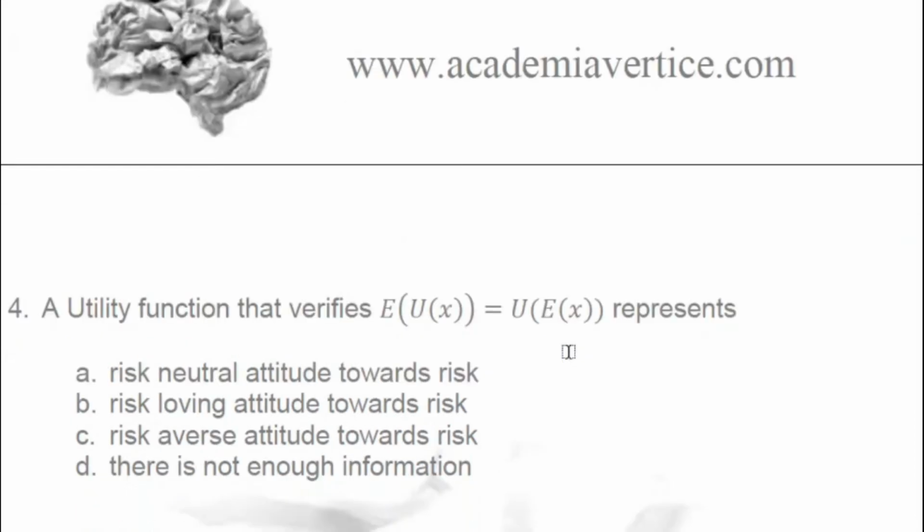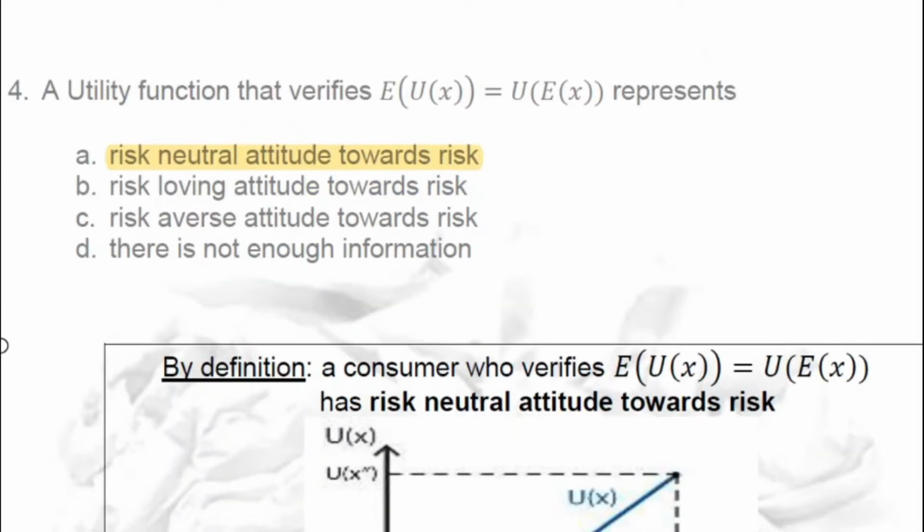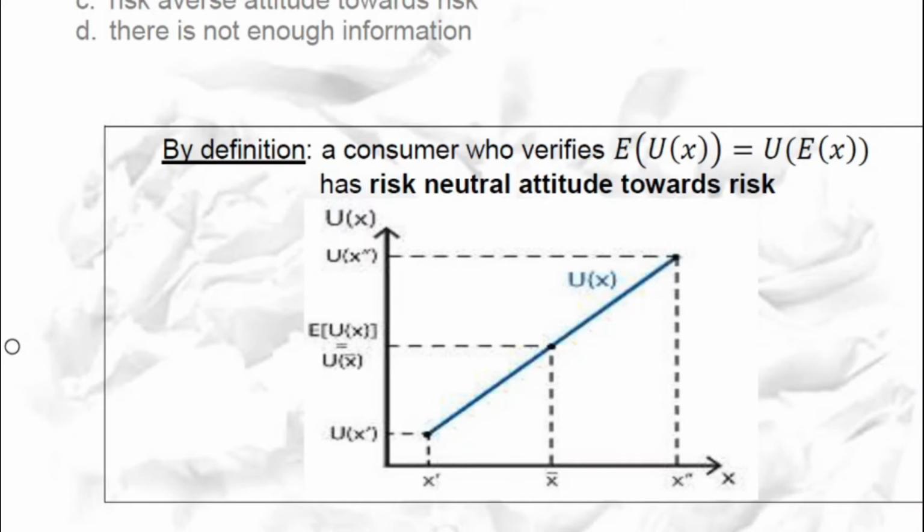Now, question number 4. A utility function that verifies that the expected utility is equal to the utility of the mean value represents, well, this is just a definition and we should know it. It represents risk neutral attitude toward risks. As it's just a definition, we shouldn't need any more. The graphical representation of such a utility function is linear.